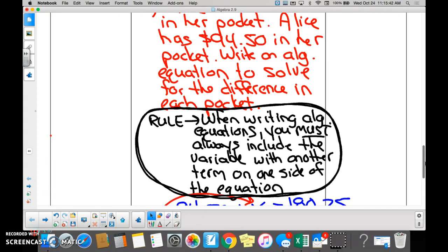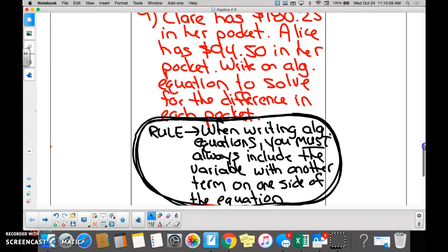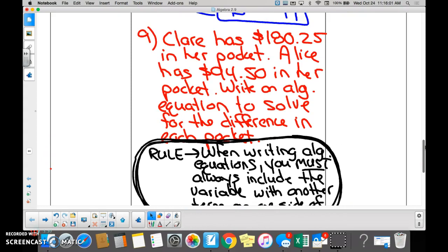The rule for writing algebraic equations, because really the thing I wanted to know the most is could you write an algebraic equation for this problem? You must always include the variable with another term on one side of the equation. In this problem we were trying to figure out the difference between Claire's money and Alice's money. You could not take 180.25 and subtract 94.50 if I asked you to write an algebraic equation. That's not an algebraic equation. That's just a subtraction problem.